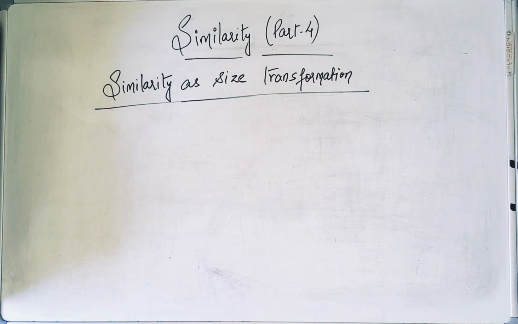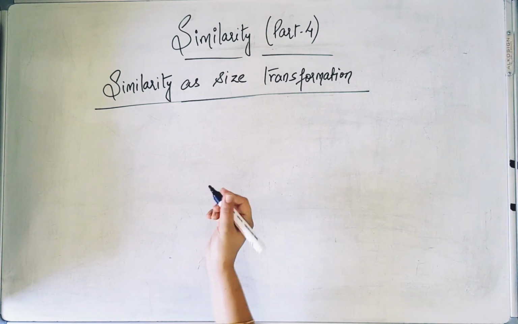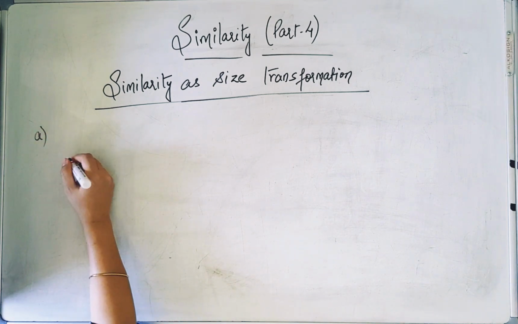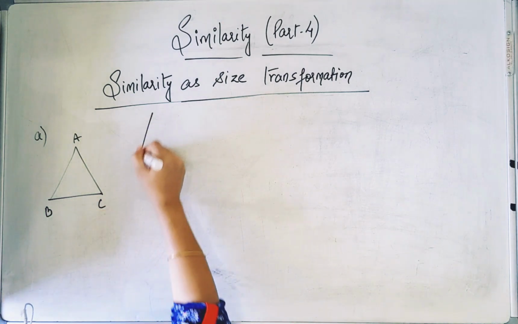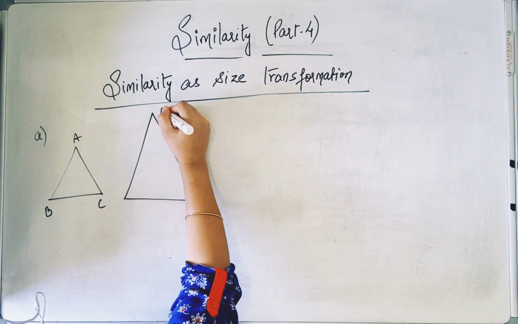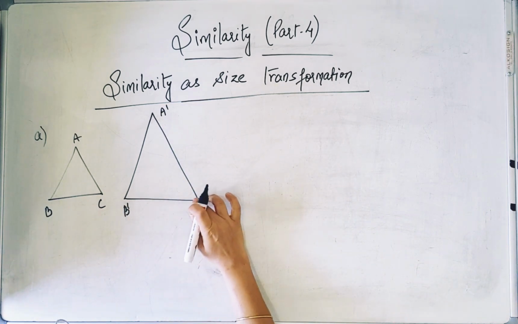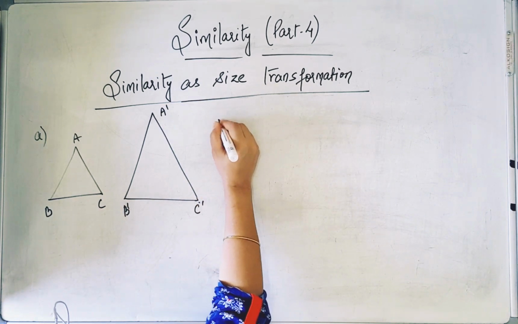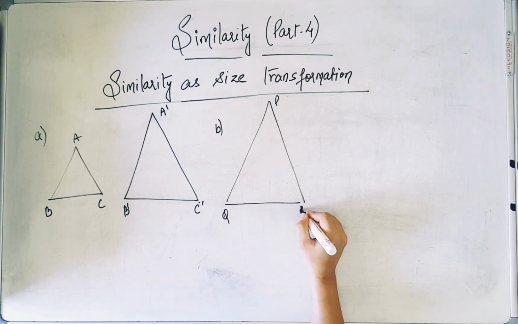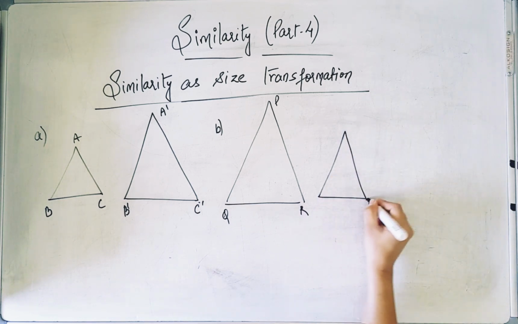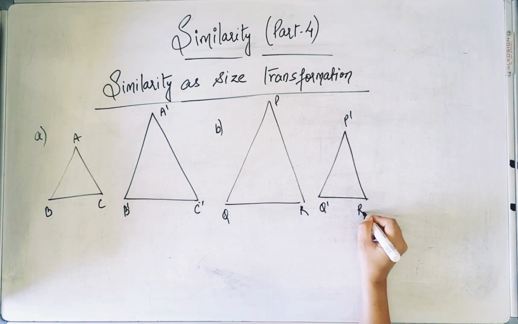So now starting with the similarity part 4 video. In this video we'll be covering the concept that is similarity as a size transformation. See, I have 3 examples over here. The one example is ABC triangle is transformed into A dash, B dash and C dash. Second example what I have over here is PQR triangle is transformed into P dash, Q dash, R dash.